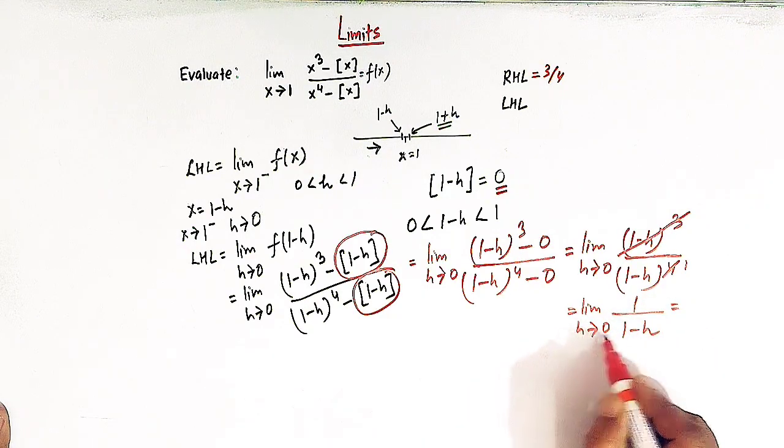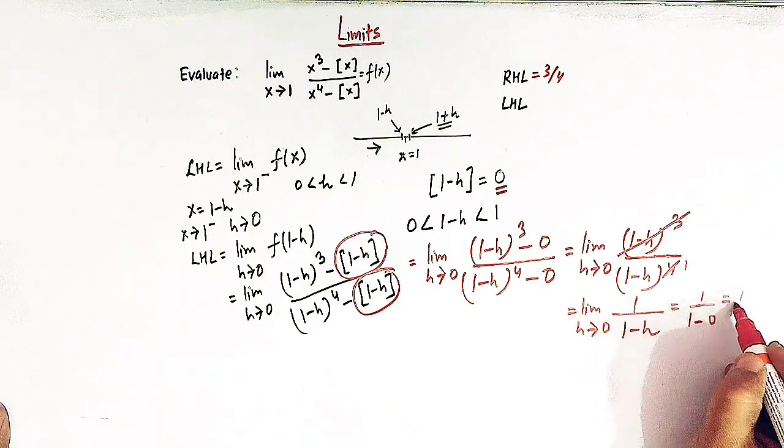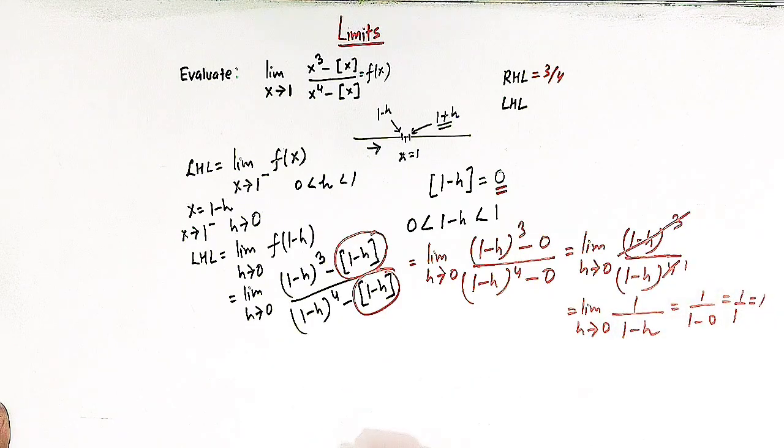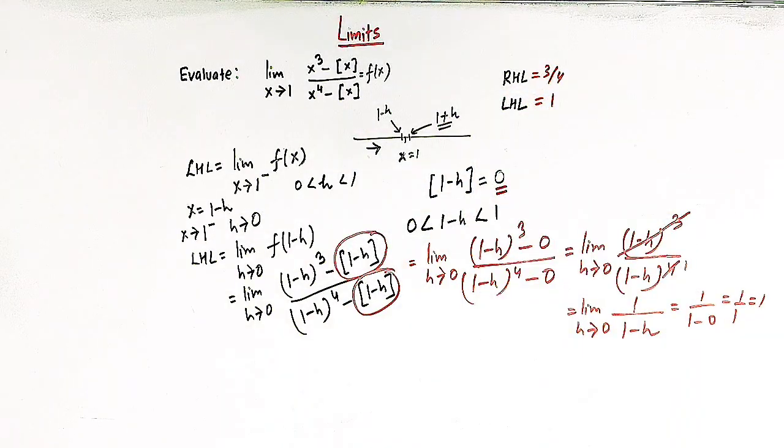Okay, now taking h is equal to 0, here we have 1 over 1 minus 0. So this is 1 over 1, that is 1. So the left hand limit is equal to 1, right? So yes, this is how we can calculate the right hand limit and left hand limit.